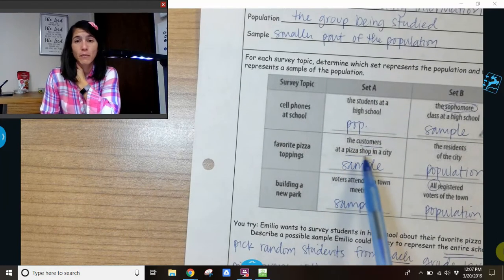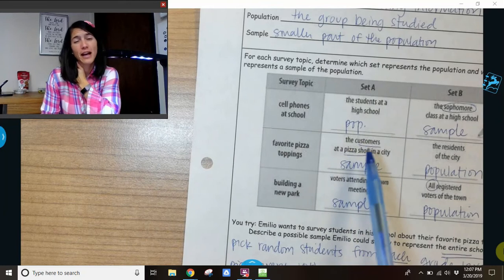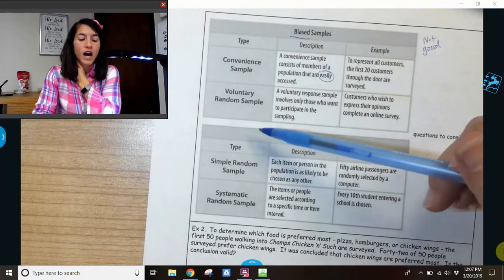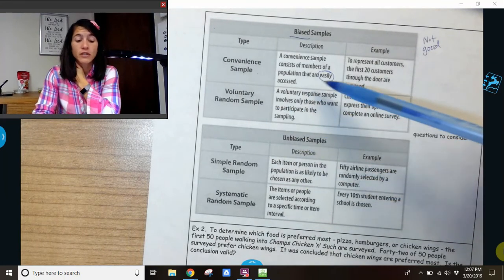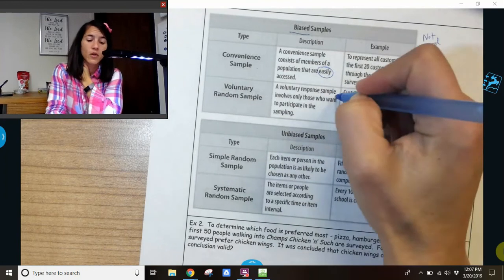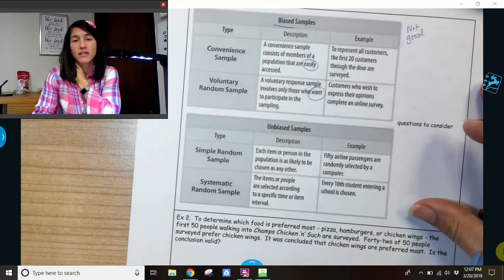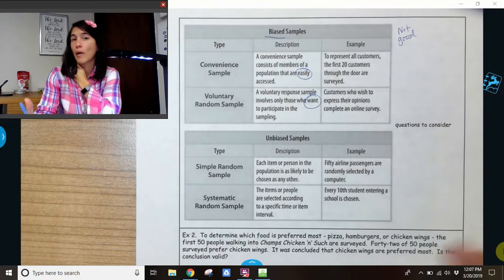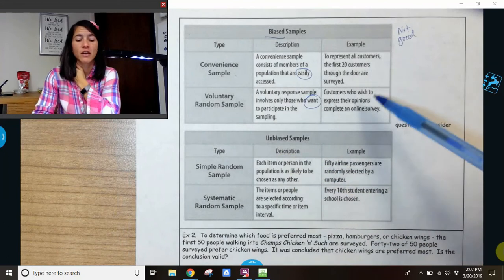That would be a convenience sample because you're wanting to ask about pizza and you're already at a pizza shop. So that wouldn't accurately reflect the population. Convenience sample is just going to be the easiest to get. A voluntary sample is asking for volunteers. A voluntary sample involves those who only want. So circle the word want. That is going to be biased because if you're asking people who want to do it, it's not going to accurately reflect the whole population. So we want to try to stay away from convenience and voluntary.